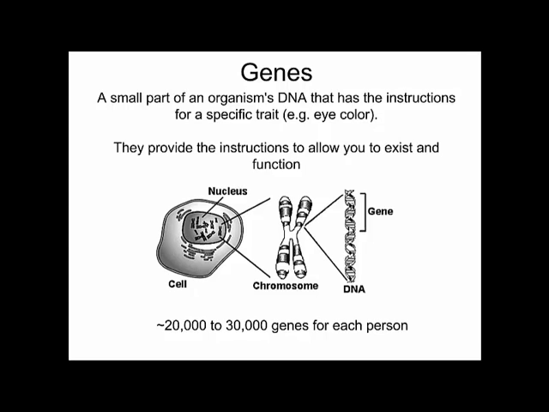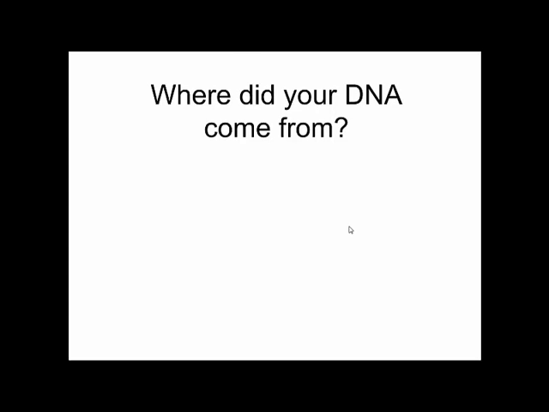So genes provide the instructions to allow you to exist and function. There are approximately 20,000 to 30,000 genes for each person. That is a lot of genes in one person. So where did your DNA come from? That is the million-dollar question. It came from sexual reproduction.